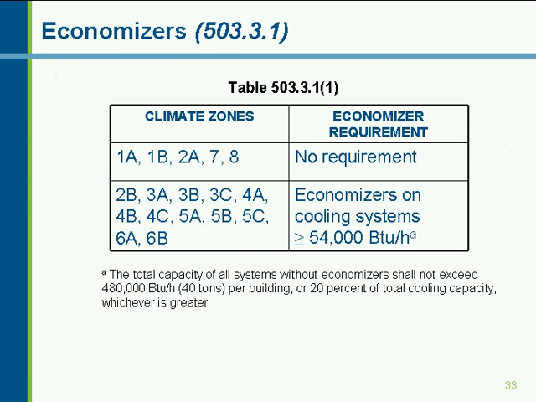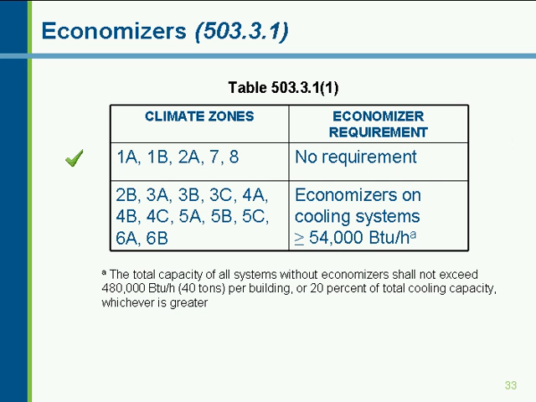This is the table that tells you which climate zones require economizers. In climate zones 1A and 1B, that's moist and dry, and climate zone 2A, moist, and all of climate zone 7 and 8, there is no requirement for an economizer in any instance. In all the other climate zones, economizers are required on any cooling system greater than 54,000 BTUs per hour.